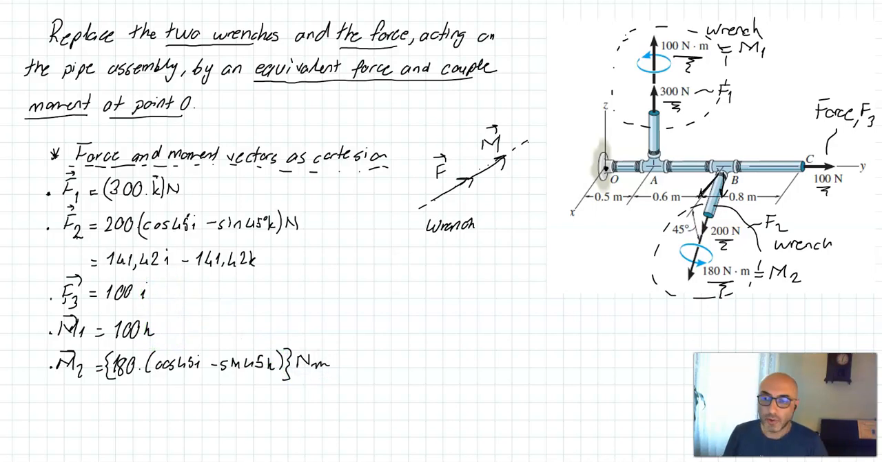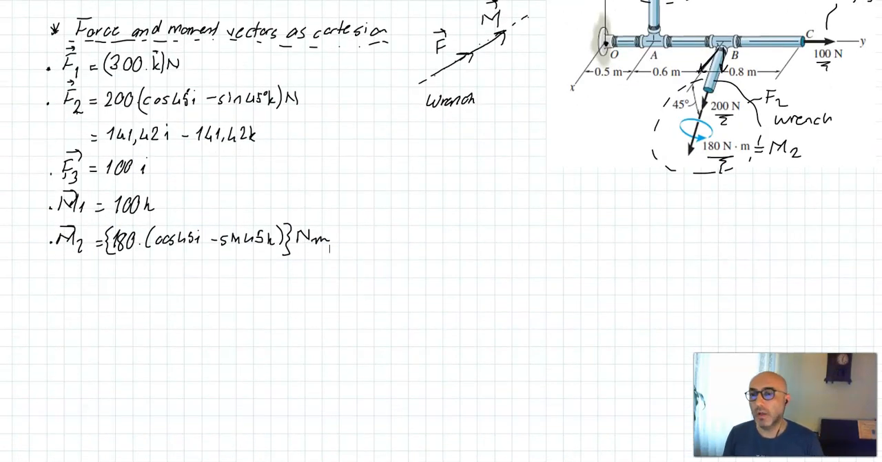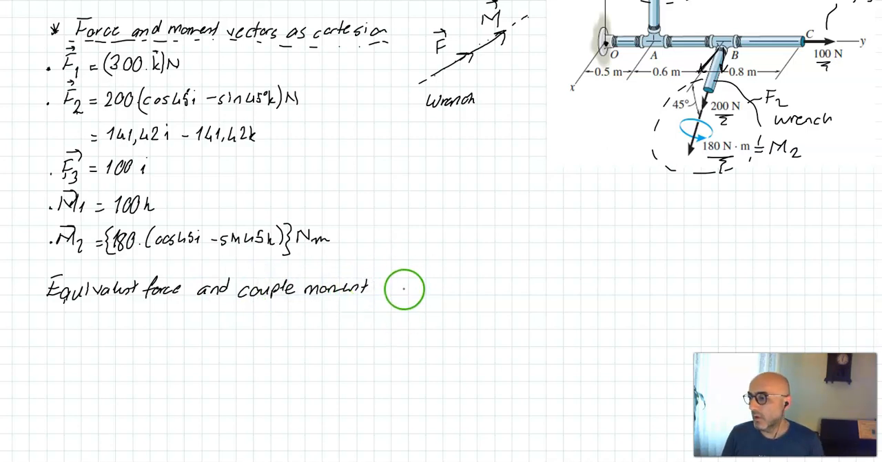Okay, so I have now written my external effects on the pipe assembly as Cartesian vectors. So I go ahead with the solution. So equivalent force and couple moment at point O.